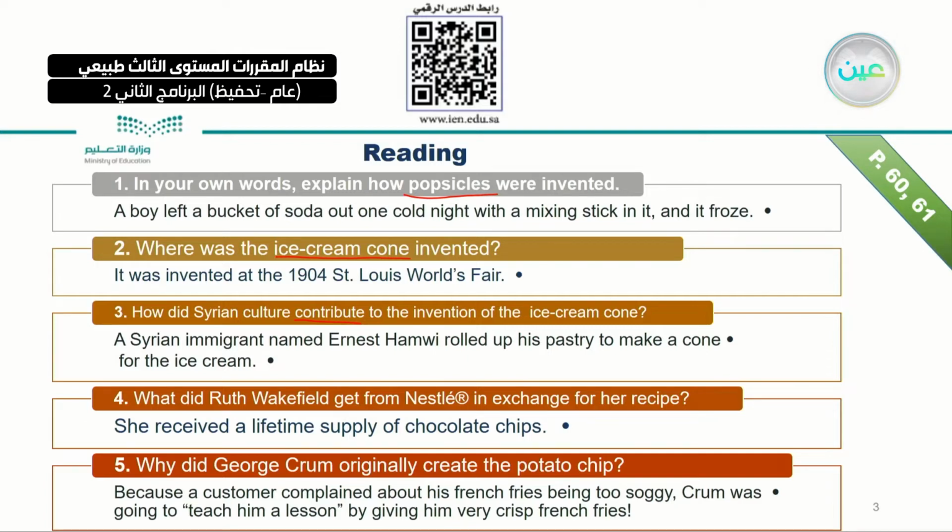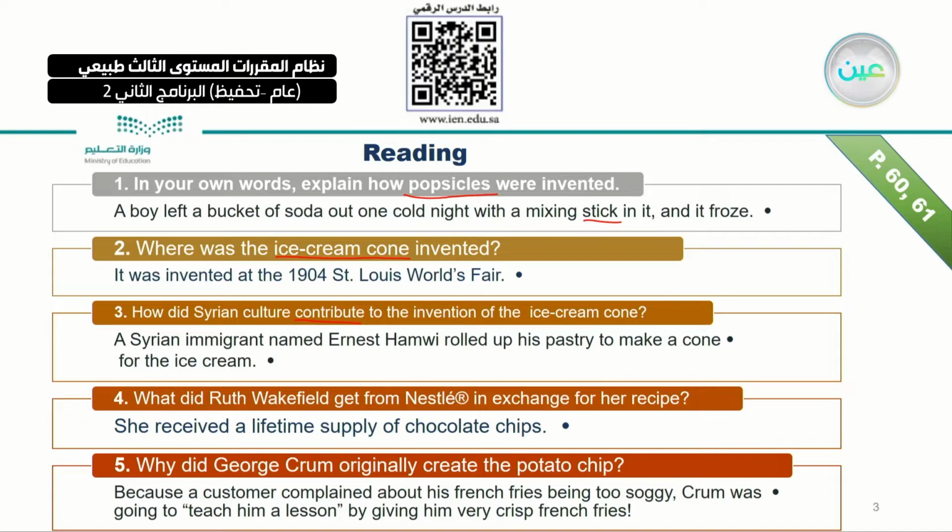Number 1, a boy left a bucket of soda out on a cold night with a mixing stick in it, and it froze. This is how the popsicle was invented or discovered. Number 2, where was the ice cream cone invented? I'm talking about the place. It was invented at the 1904 St. Louis World's Fair.